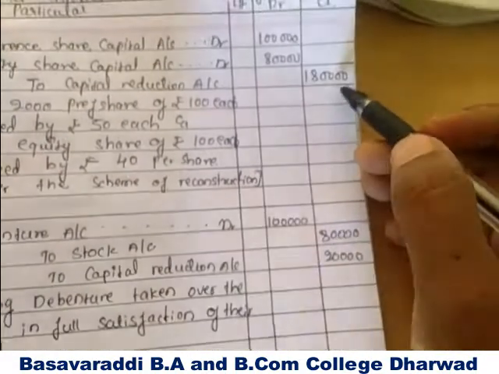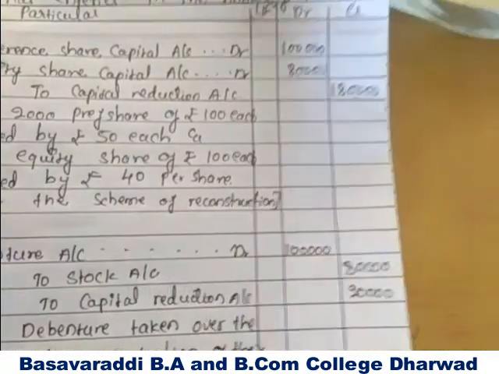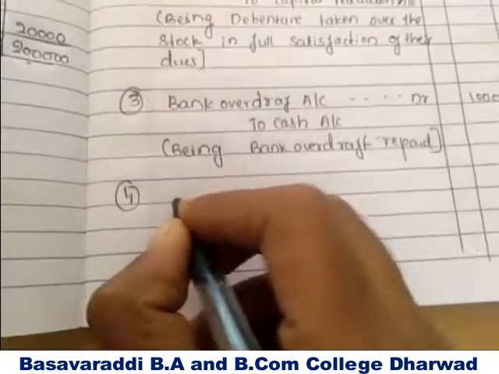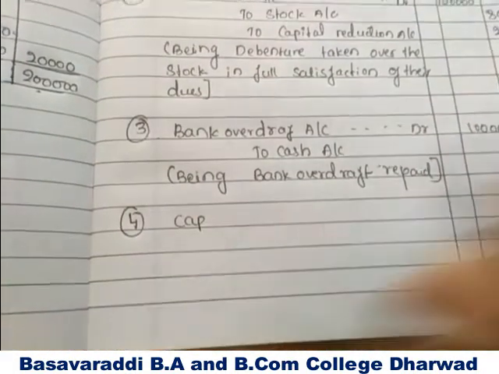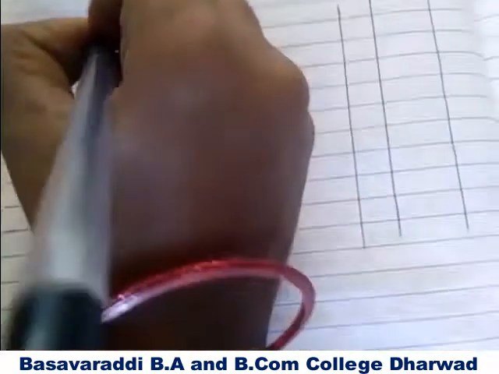Next journal entry. Total capital reduction amount: 1,80,000 plus 20,000. Next entry, that is the fourth entry, capital reduction account debited.